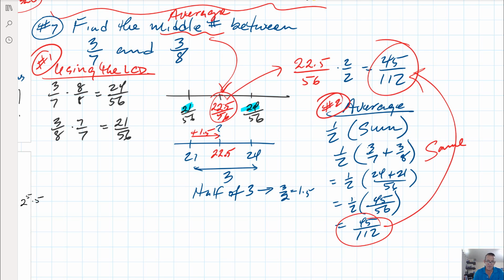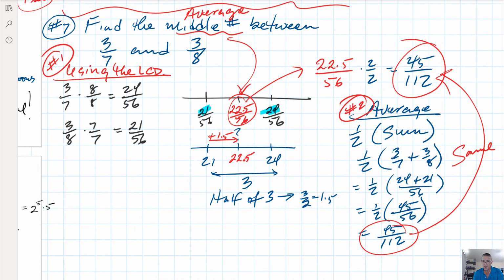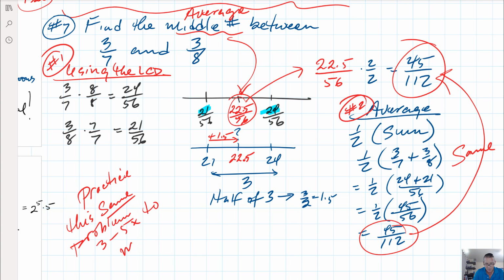And again, going through this video is one thing. Watching it, getting good is another thing. So what you need to do is practice this same problem. Practice this 3 to 5 times to master it.